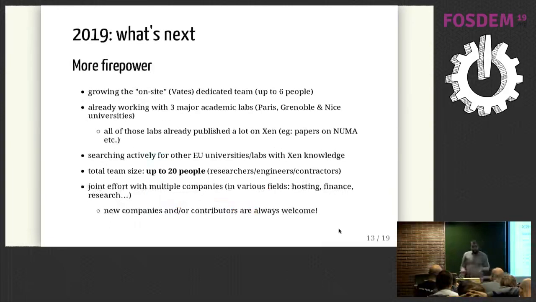So what's next? This year, we want to have more firepower, and to do that, we are growing the team working on that. So we target to have up to 6 people working on it. We are working with some research labs and universities. We found that a reasonable amount of papers were done in France about Xen. So that's really interesting to work with a local university, knowing Xen itself. So it can lead to interesting stuff. And we target a team of about 20 people for the end of the year, if you count all the researchers and the engineers and the contractors. Again, it's a joint effort.